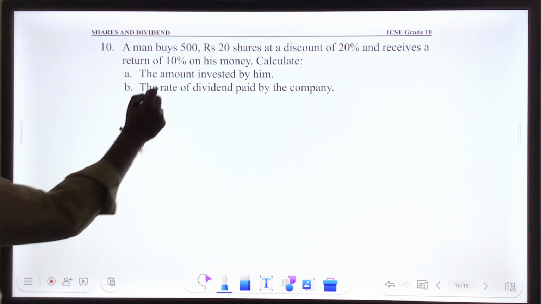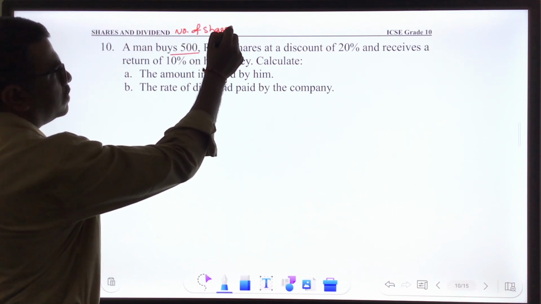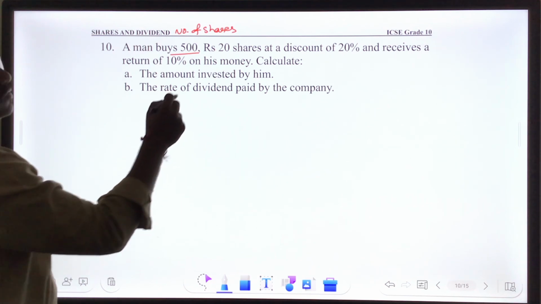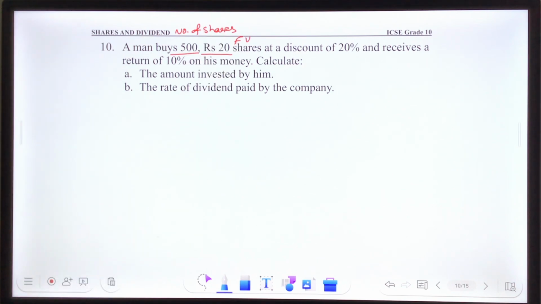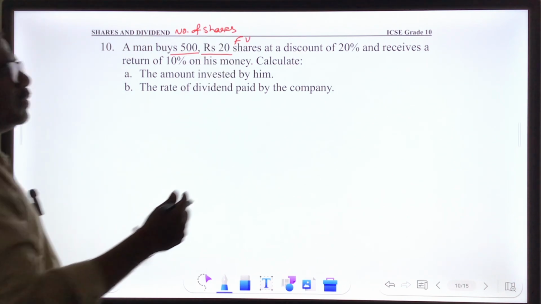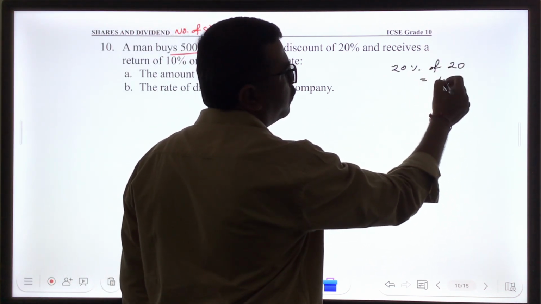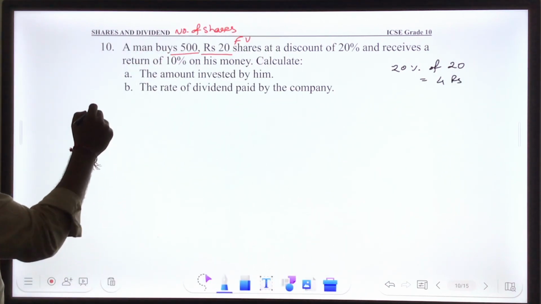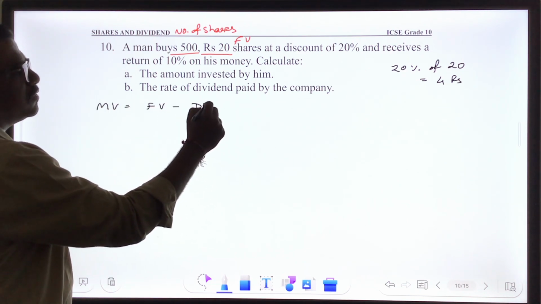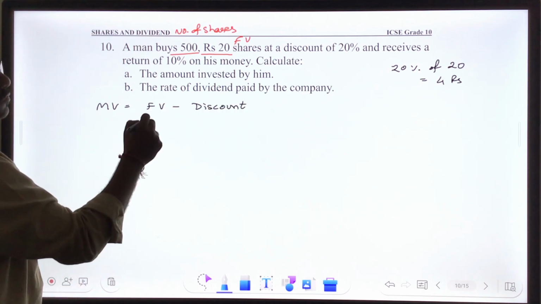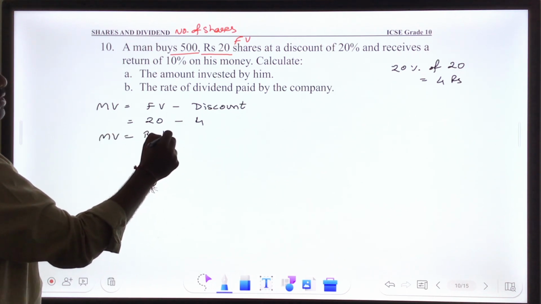So here 500 is the number of shares, rupees 20 shares at a discount of 20%. So rupees 20 is the face value and it is available at 20% discount. So 20% of 20 is 4 rupees. So the market value of each share will be face value minus discount, that is 20 minus 4. So the market value is rupees 16.